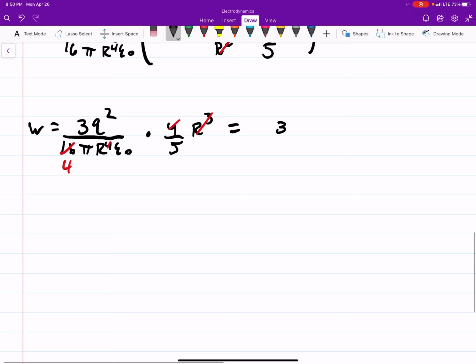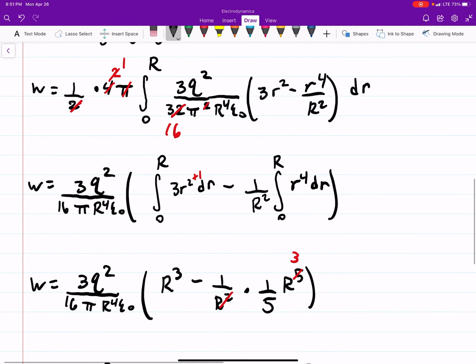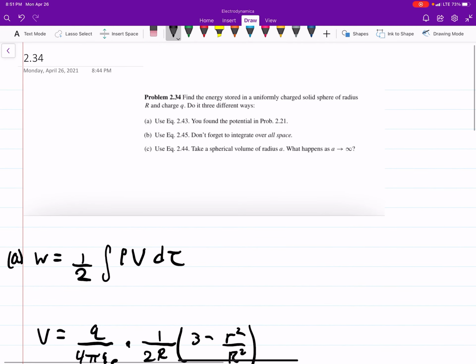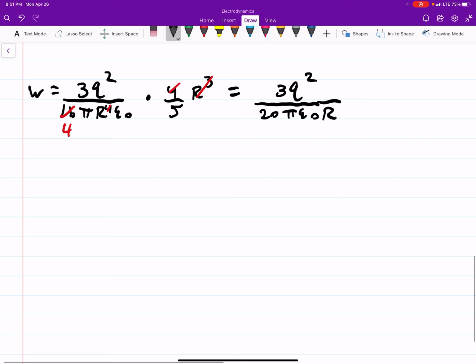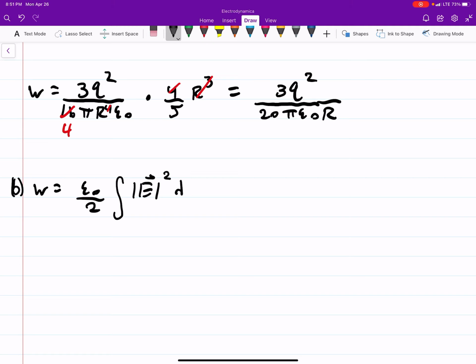So this is 3q squared over 4 times 5, which is 20 pi epsilon naught r. So that's one way that we can get the energy stored. The other way we can do it is to use equation 2.25, which just says work, or the energy, is equal to epsilon naught over 2 times the integral of the magnitude of your E field squared d tau.